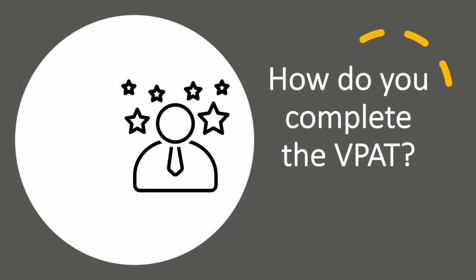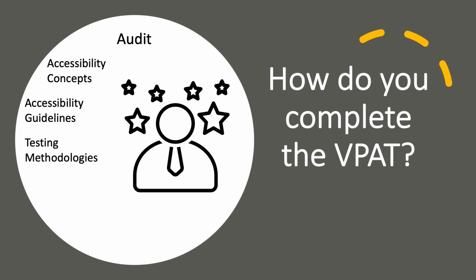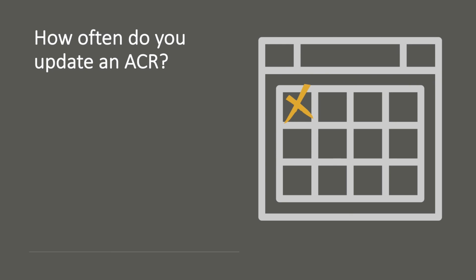How do you complete the VPAT? Completing a VPAT generally starts with a product audit by experts familiar with accessibility concepts, guidelines, and testing methodologies. Once the degree of the product's accessibility is understood, the VPAT is completed by a person who understands the rules and guidelines associated with the individual template. If you do not have trained accessibility experts in-house, you may consider hiring a consultant to guide you through the VPAT process.